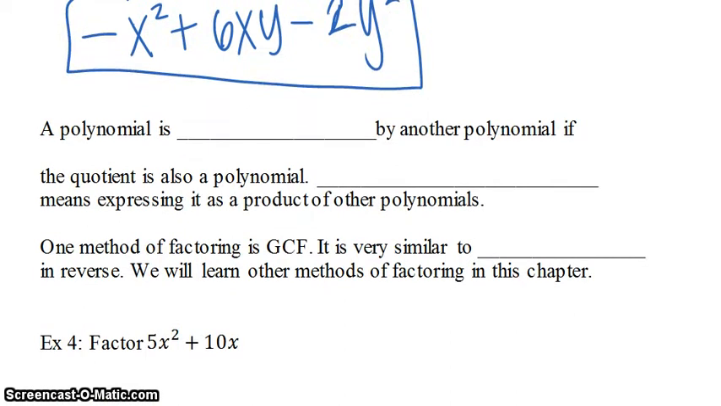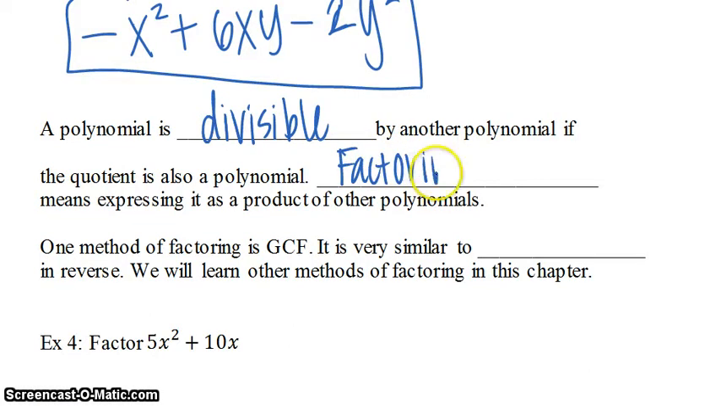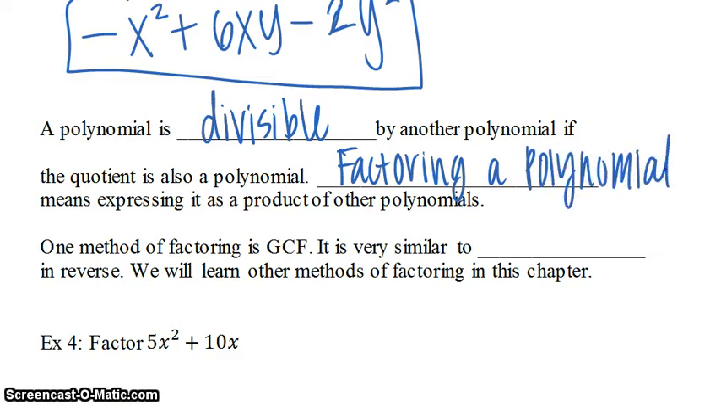Okay. A polynomial is divisible by another polynomial if the quotient, remember what quotient means? Quotient is the answer to a division problem, is also a polynomial. And then factoring a polynomial means expressing it as a product of other polynomials. So product means multiplication.